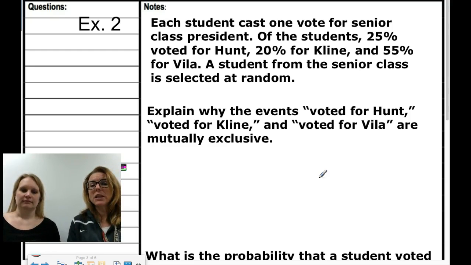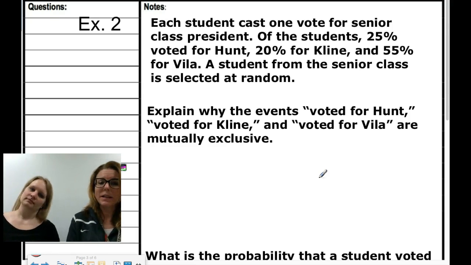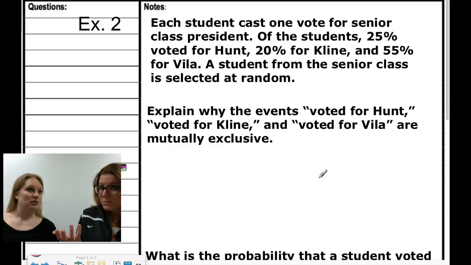A student from the senior class is selected at random. Explain why the events voted for Hunt, voted for Klein, voted for Vila are mutually exclusive. Because you can only vote for one person.